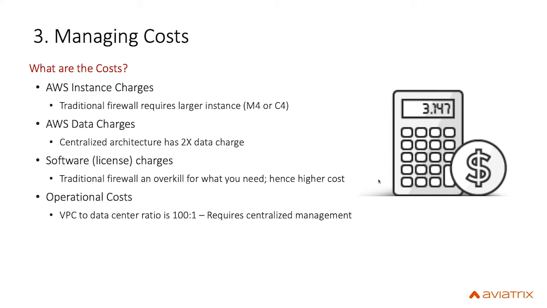So you also have license charges. If you're looking at various well-known firewall vendors, you're buying a product where maybe you only want egress. I don't need the other 55,000 things that the product does. And then you have, of course, your operational cost. If you look at the VPC to data center ratio, they say it's 100 to 1. When you're looking at that type of environment, it requires some type of centralized management. You can't manage 100 security groups for 100 machines with all different IP address schemes. It's really hard to do.